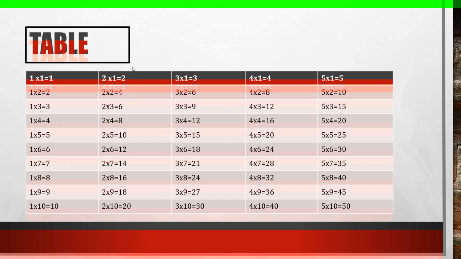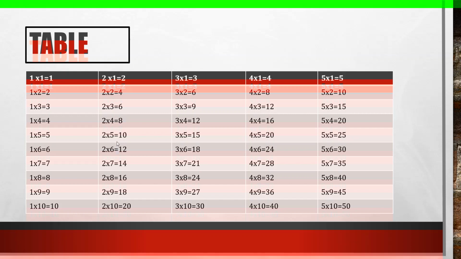Okay, who can read the next table, table number 2? Yes students, all of you read it. 2 times 1 is equal to 2. 2 times 2 is equal to 4. 2 times 3 is equal to 6. 2 times 4 is equal to 8.